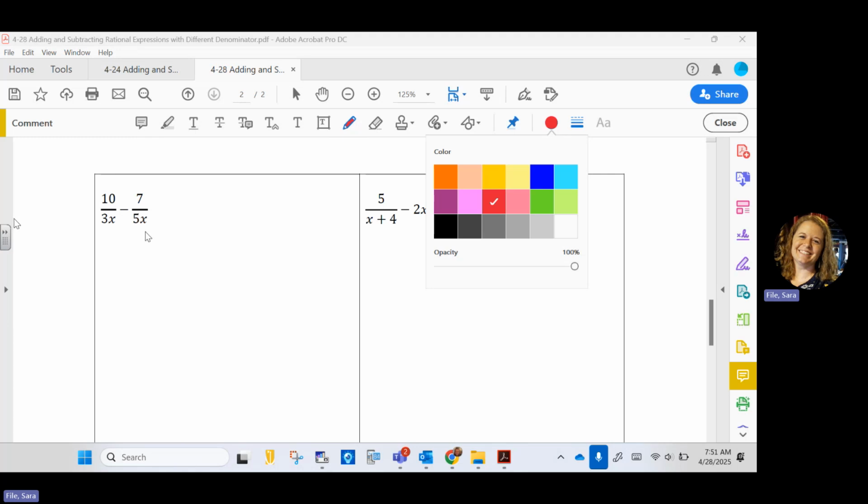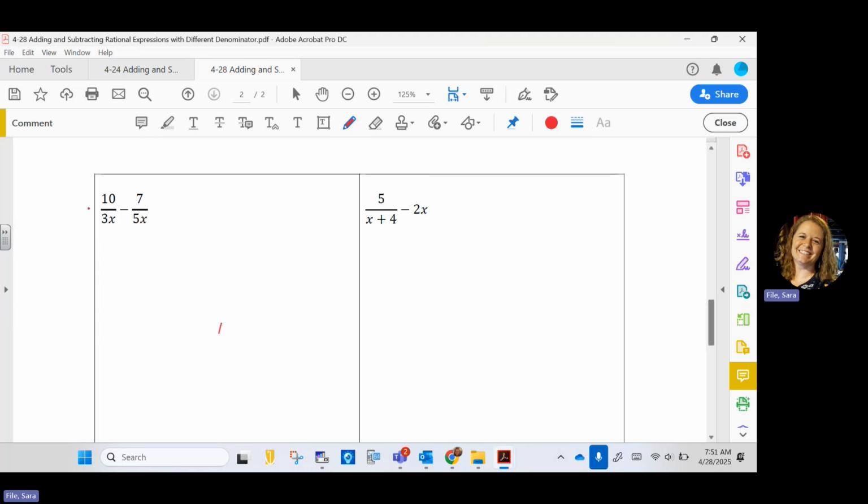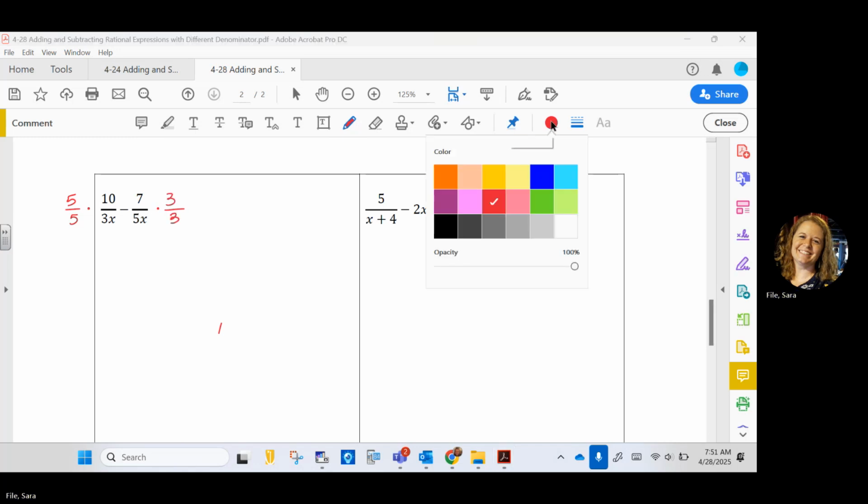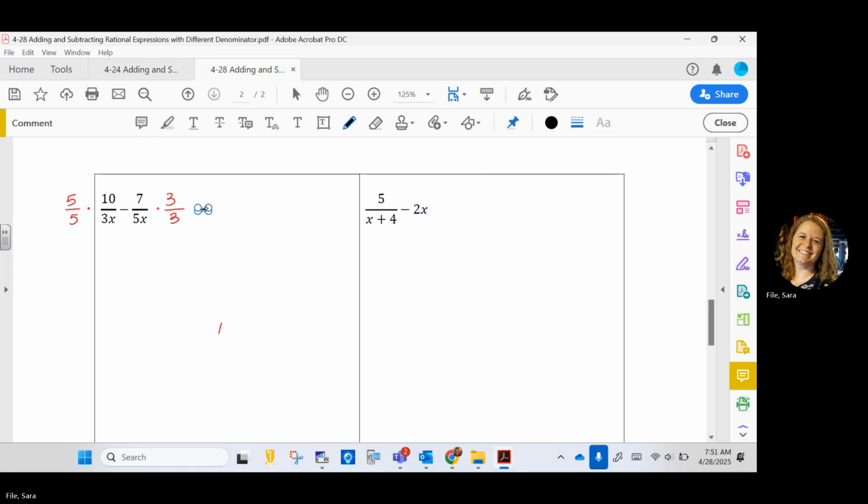In this one, again, I just have to multiply by the other coefficient. So I have to multiply the 3x by 5, which, if I do it to the denominator, I have to do to the numerator. And on this side, I have to multiply the 5x by 3. So that's going to give me a common denominator of 15x.